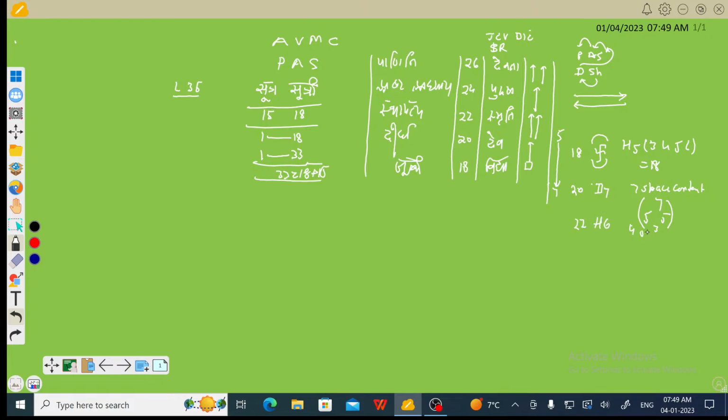Then 24 again takes us to D8. It is 8, 6, 6 and 4. Ahead we will be reaching at 26 and it is H7. It is going to be a 7-space body. It is 5, 6, 7 and 8.